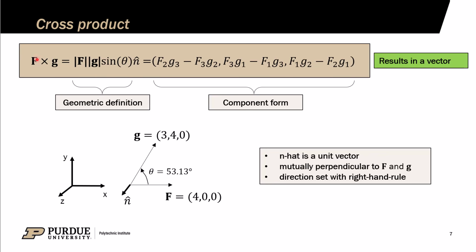But if we had taken g cross f, then your fingers would be pointing in the direction of g, you curl them towards f, and your thumb would be pointing into the page. So unlike the dot product, where it doesn't matter if you reverse f and g, with the cross product the order definitely matters, and the sign of n hat will change.